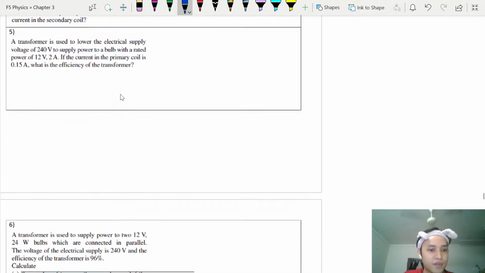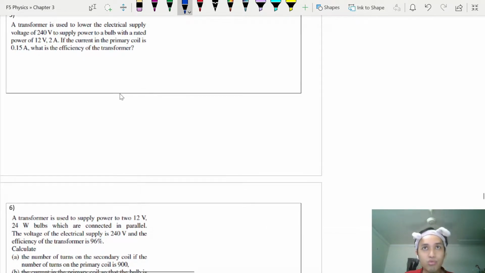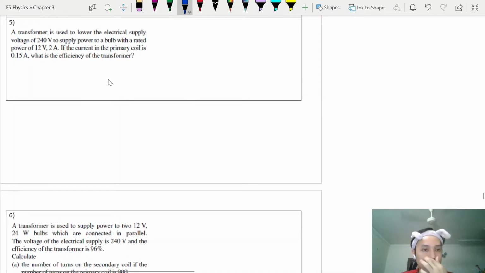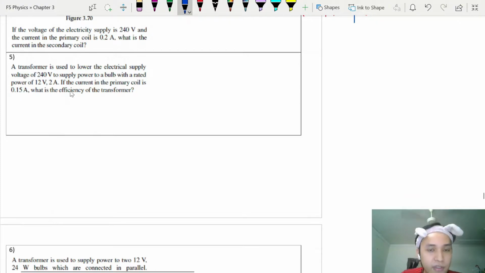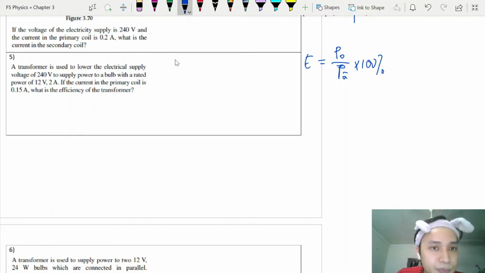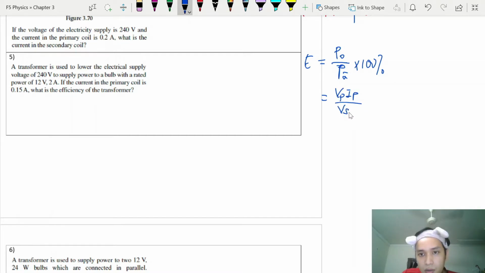Okay, efficiency. A transformer is used to lower the electrical supply. So you have rated 12V and 2A. If the current in the primary coil is 0.15 A, what is the efficiency? So efficiency is power output divided by power input times 100%, right? So I can change this formula into Vp Ip. Oh, sorry, Vs Is. What is output? Output at the top.